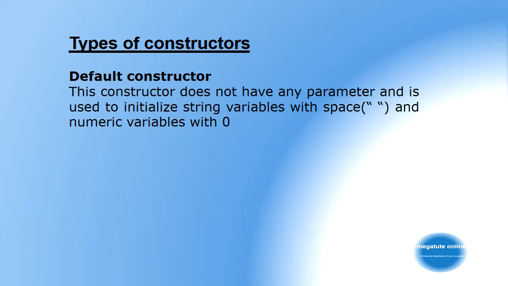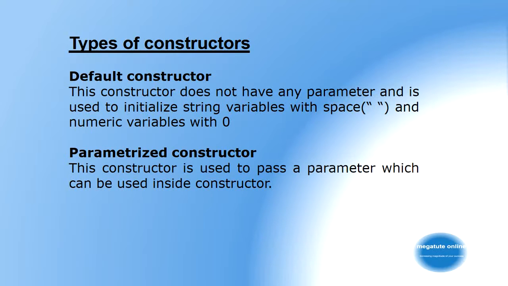Now, types of constructor. How many types of constructor do we have? The first type is the default constructor. Now, this constructor does not have any parameter and is used to initialize string variables with space and numeric variables with 0. So parameter means whatever is inside the parentheses or the brackets, it's called a parameter. So a default constructor does not have any parameter.